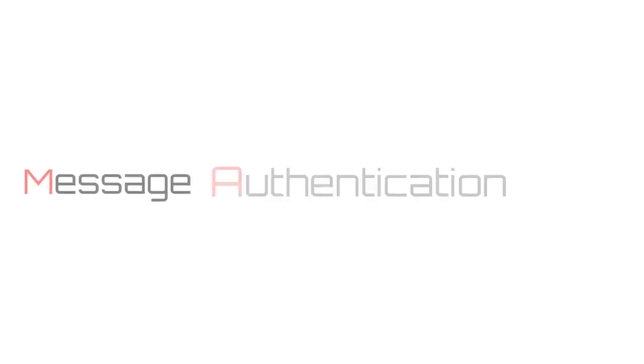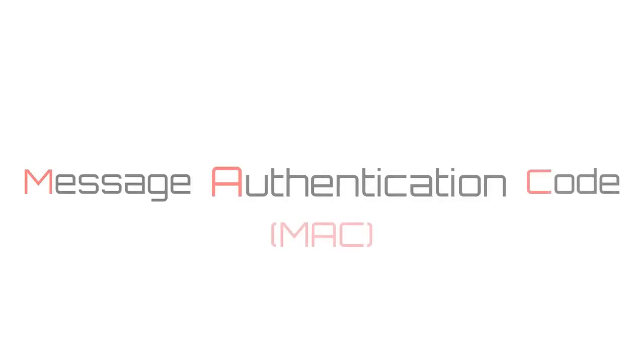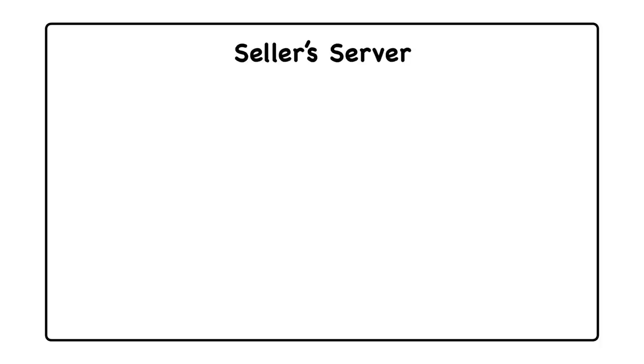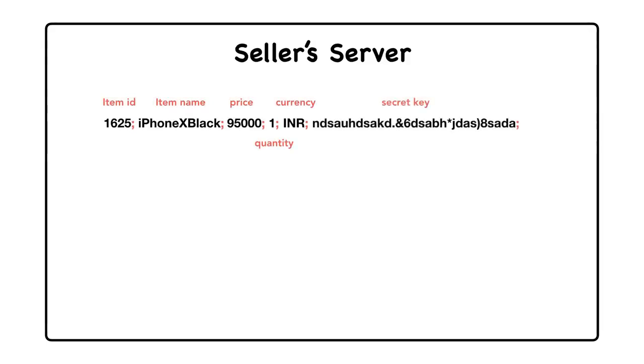Message authentication code is basically a cryptographic algorithm which ensures data integrity. The whole idea of MAC is that both the seller and the payment gateway agree on a shared secret key which is known only to the seller and the payment gateway and to no one else. So basically, the server of the seller is simply going to calculate a hash value by first appending all the parameters such as the item ID, price, quantity, discount, etc. and finally appends the shared secret key to this string.